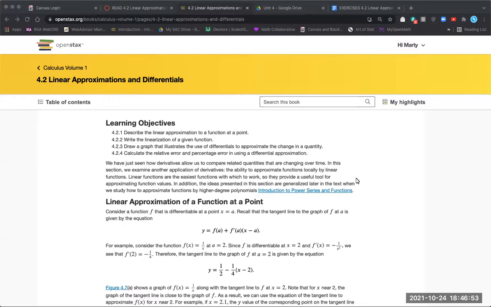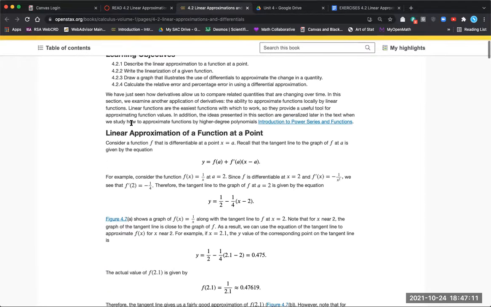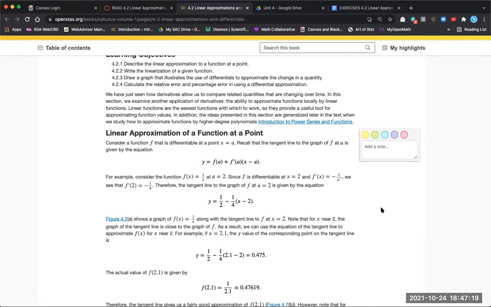Let's go and take a look at lesson 4.2, linear approximations and differentials. In this section, we emphasize the derivative of a function, and this idea of linear approximation means we're going to use the equation of the tangent line to represent the function. So it's an important concept and idea in mathematics that we can find a simple equation, a linear equation, that's related to the original more complex function.